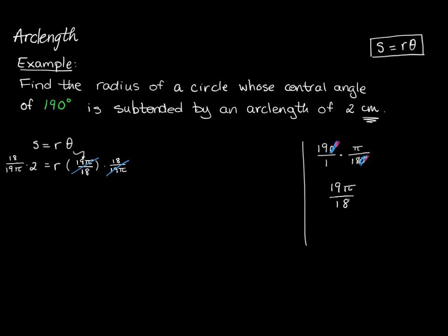Ultimately I have 2 times 18, which is 36, over 19 pi equals R. And if I turn that around a little bit to give myself some more room, I have R equals 36 over 19 pi centimeters.